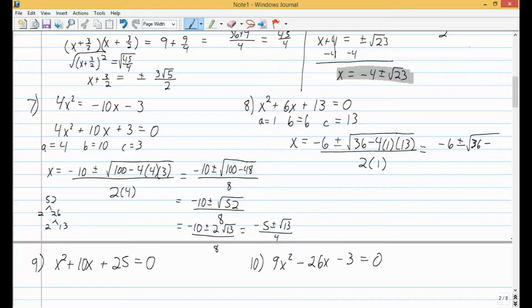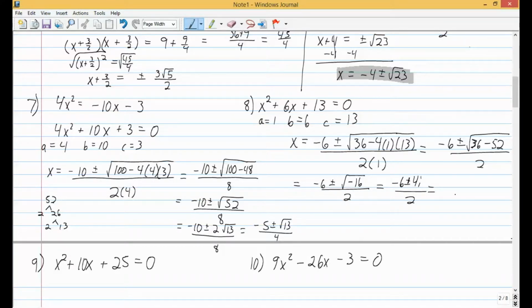minus 52. That's all over 2. So that's negative 6. Actually, what's that going to be? 4. So that's a 4i.